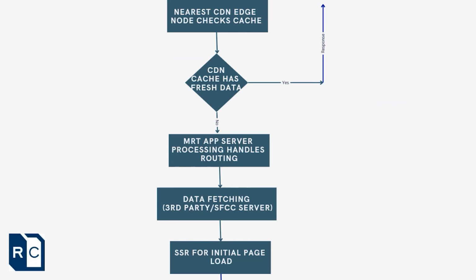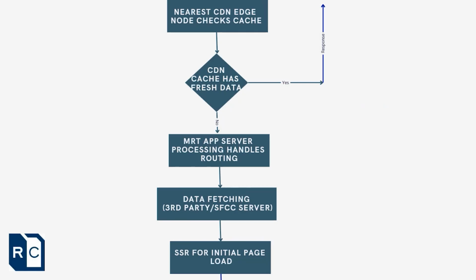So these are two tiers of caching that are already implemented. After this, if the Edge Node also does not have fresh data available, then the request is taken to the MRT app server, which then processes that request and sees where to route it.